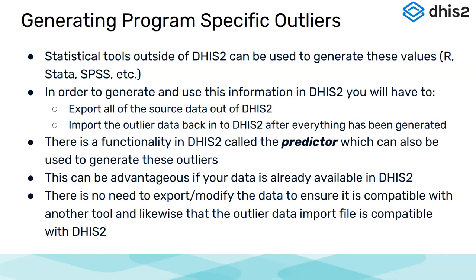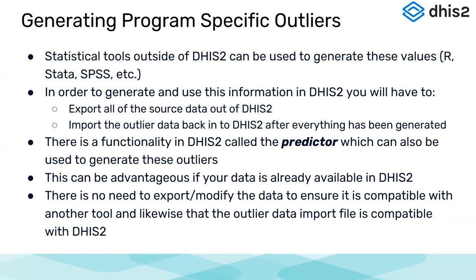In the DHIS2, there is a functionality called predictors. The predictor can also be used to generate outliers. This can be advantageous if your data is already available in the DHIS2. So most of the time, because the data managers and facilitators are reporting every month, instead of buying other tools, if it doesn't require too much complicated calculation, you can still use this DHIS2 feature called predictors, which can help you to create outliers and to compare the data against these outliers.